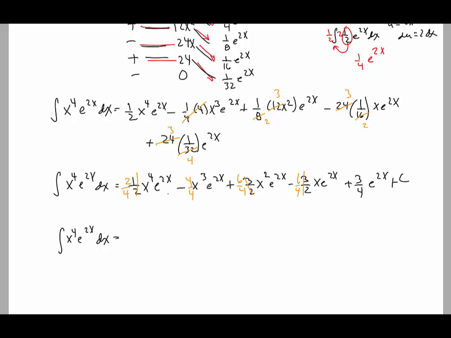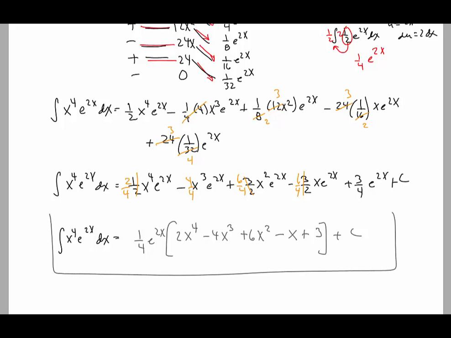So simplifying, I could pull out certainly a fourth and an e to the 2x. And then I'd be left with 2x to the fourth. Okay, and then over here I pulled out a fourth and I'm left with 4x cubed, so minus 4x cubed plus 6x squared. See my power is descending here, so this is working out really well. Minus x plus 3. And then my constant of integration. So there would be my simplified form.